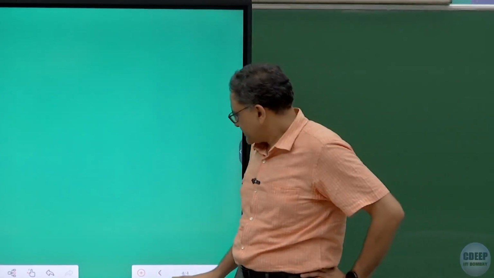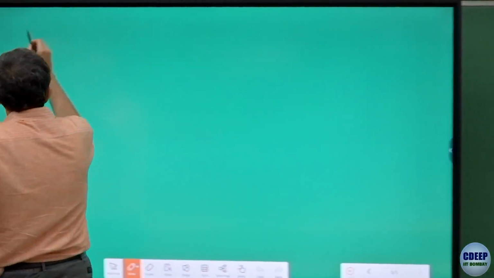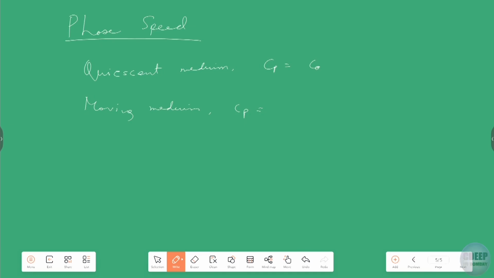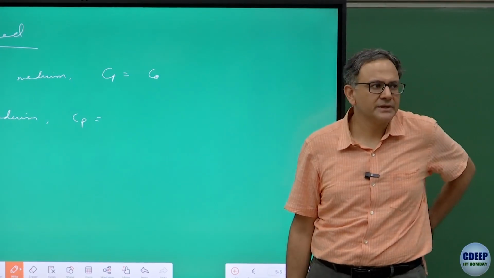So one last point is about the phase speed. Phase speed we discussed for quiescent medium. We saw that Cp is just C0. For a moving medium, how do you define the phase speed? How did we define, what was the elementary definition of the phase speed?